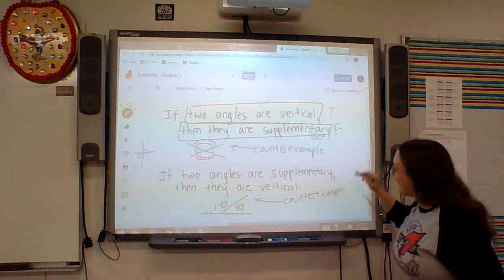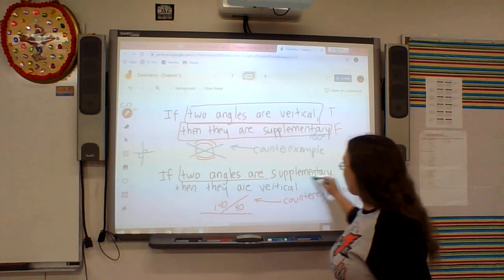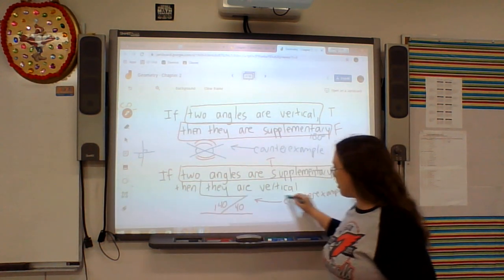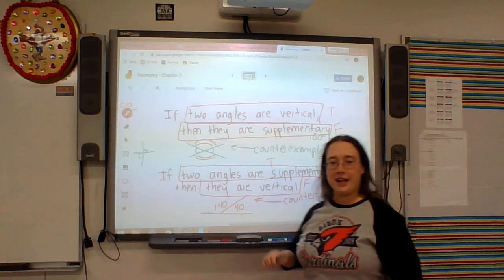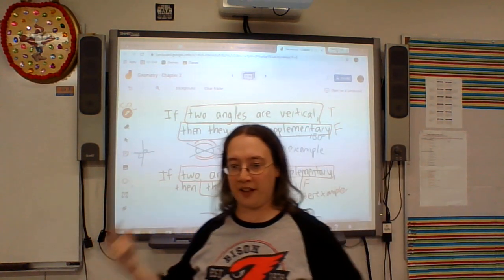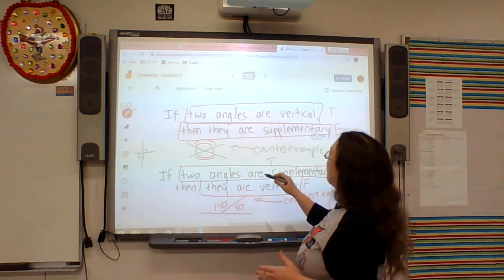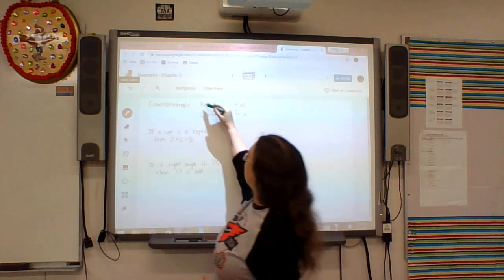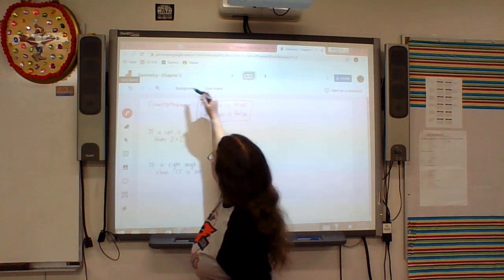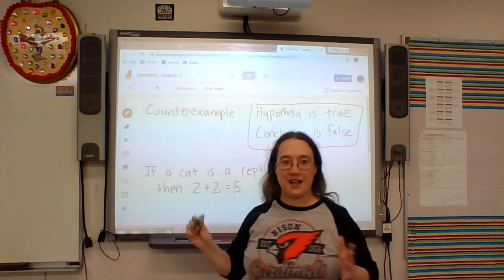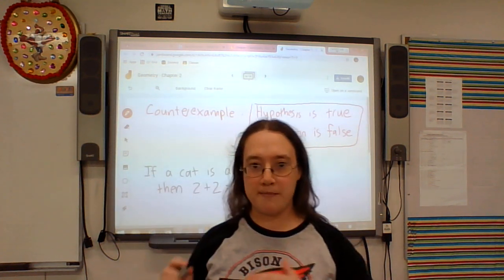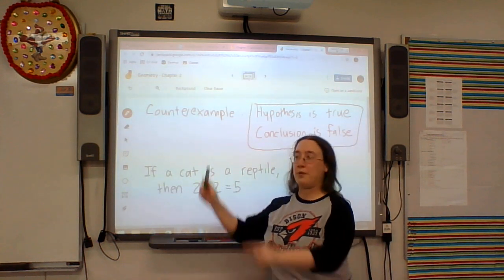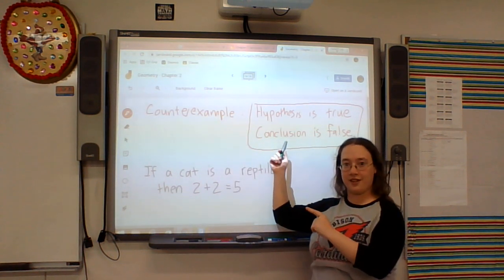I can spell. There you go. So those are two angles that are supplementary, so that part's true, but they're not vertical, so that part's false. And the reason I keep harping on that true-false thing is that's what makes something a counterexample. This is something that makes your hypothesis true and your conclusion false. So that's what a counterexample is, and that's what we need in order to make an if-then statement, a conditional statement, false. So in order for it to be false, we have to have one of these.